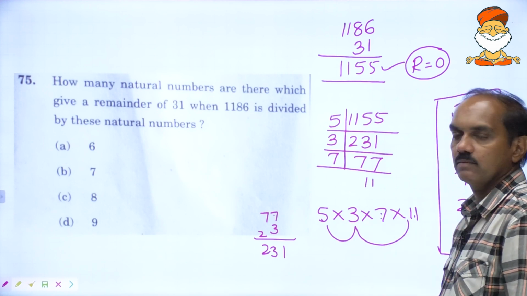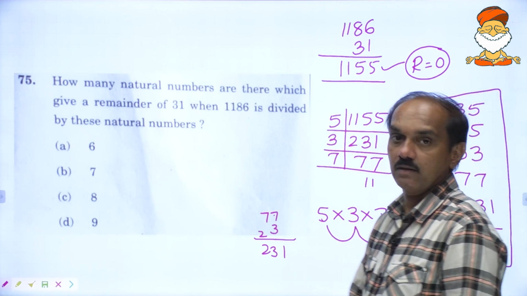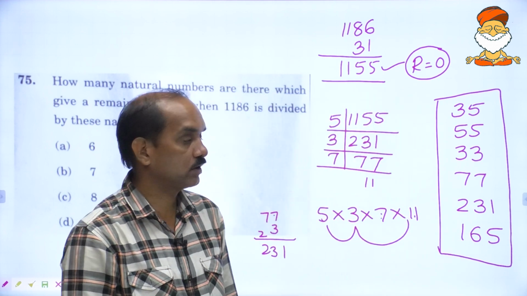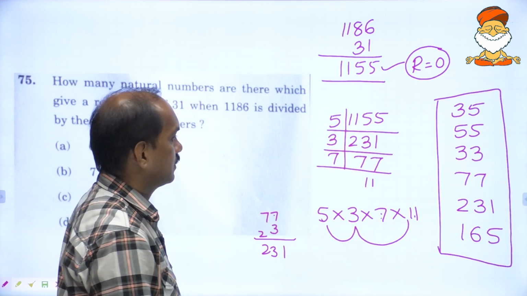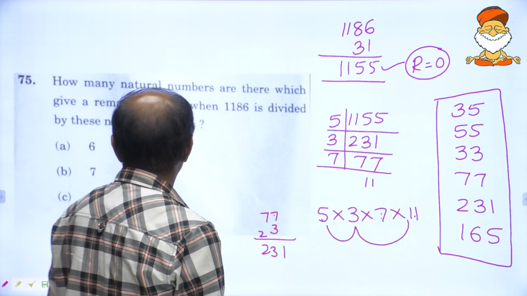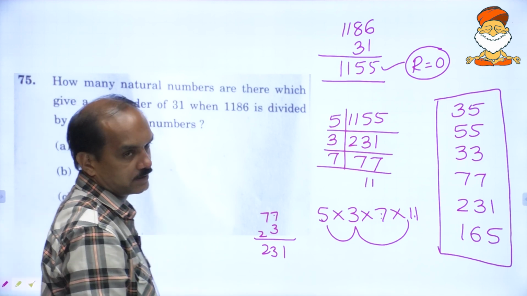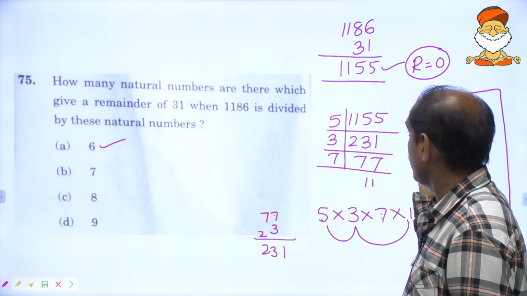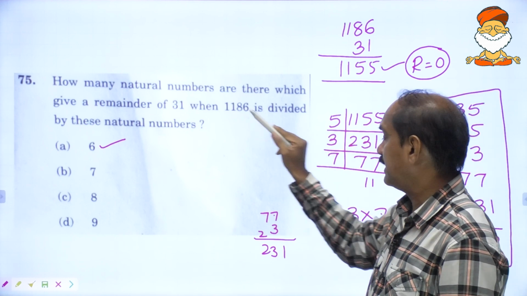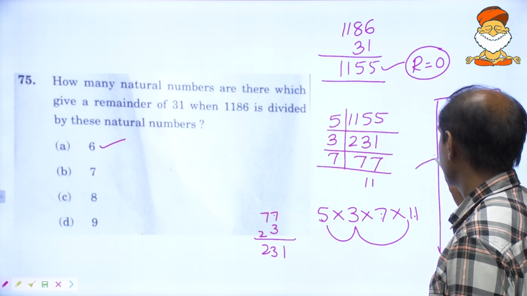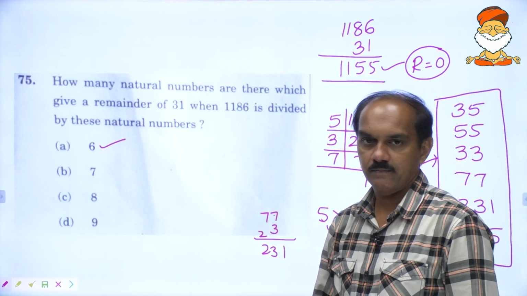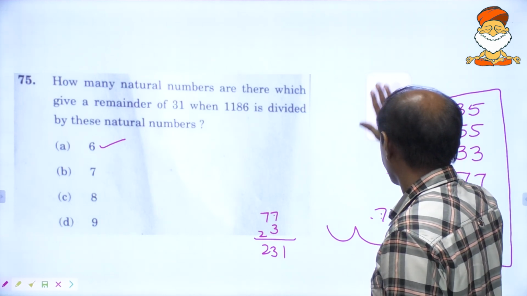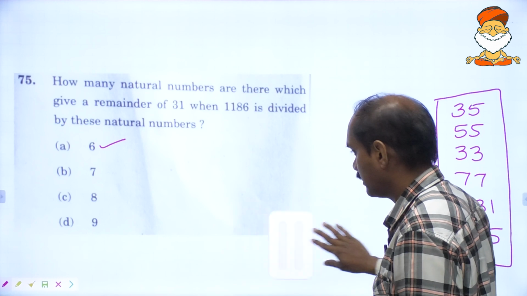By going for different combinations, not only that, they should be more than 31 because the remainder we want is 31. So these are the 6 numbers and the question mark is put on that. How many such numbers are there? There are 6 such numbers. If you divide 1186 by all these numbers, you will be left with 31. I will let you know how to get that confirmed.